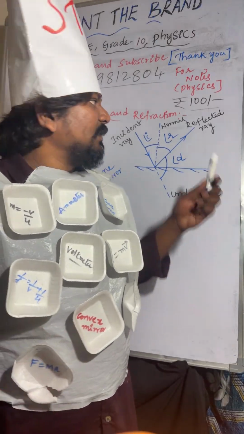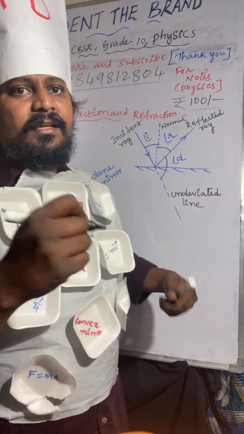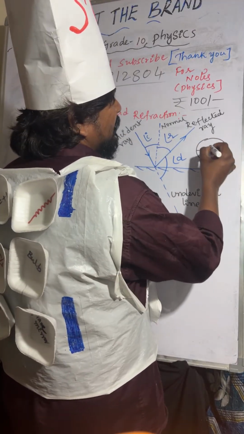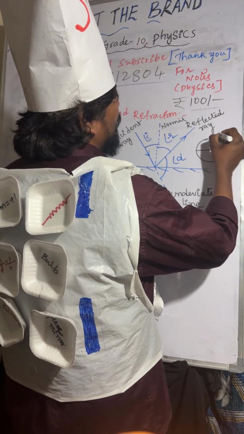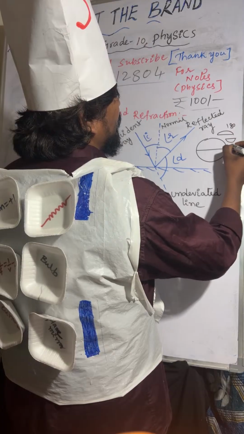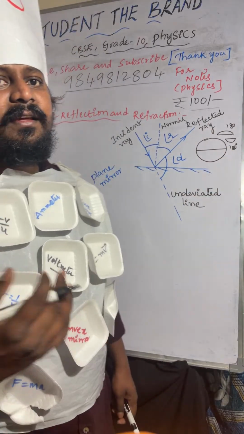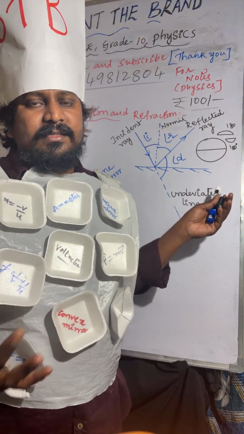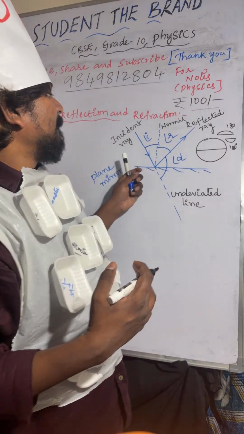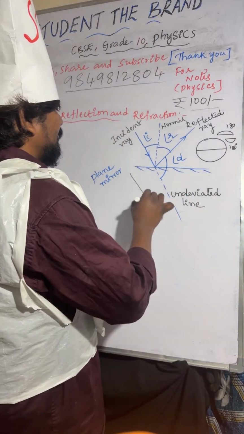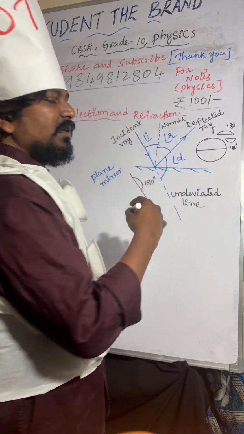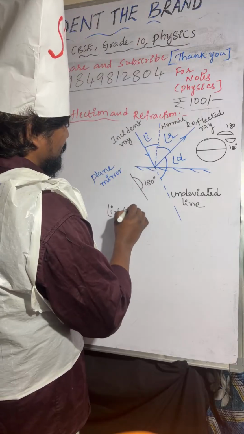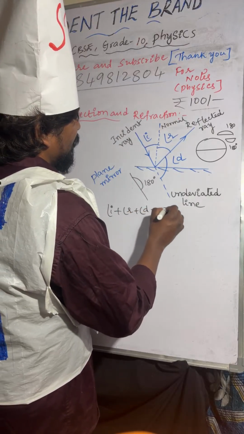Here you can observe this is a linear angle. If you take a circle, the total is 360 degrees. Half of it is 180 degrees, and the remaining half is 180 degrees, so the total is 360 degrees. Now, this linear angle is 180 degrees. That 180 degrees includes the angle of incidence plus the angle of reflection plus the angle of deviation, equal to 180 degrees.